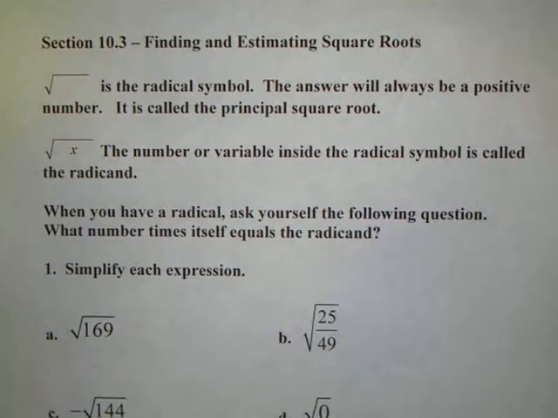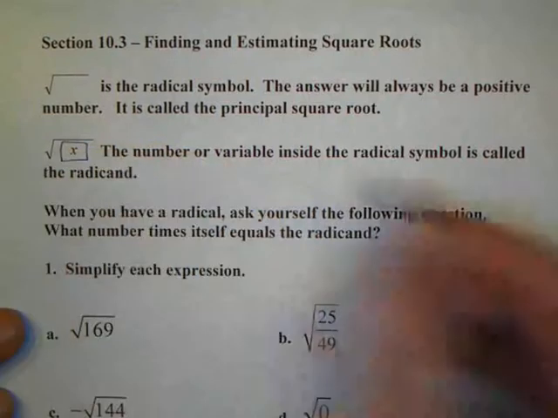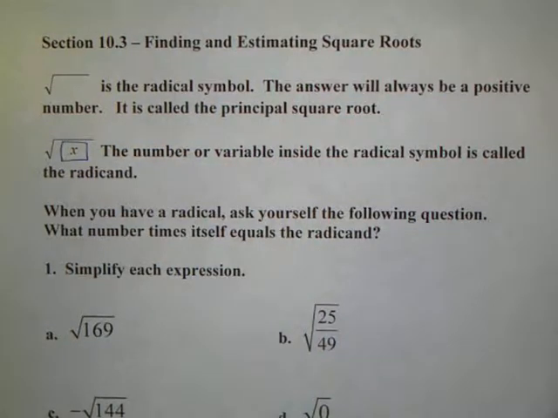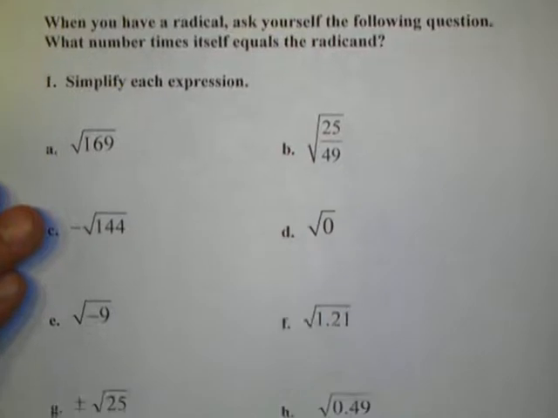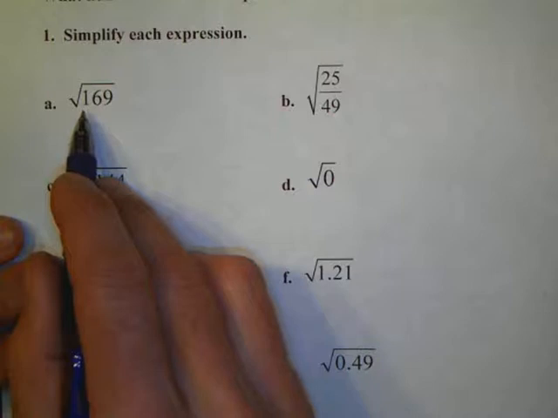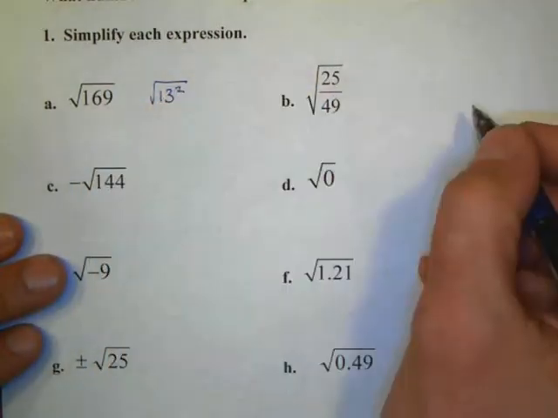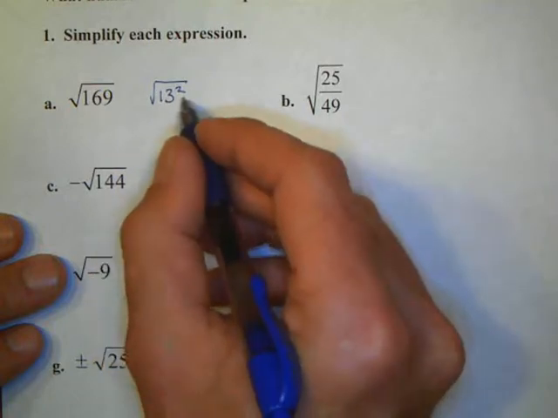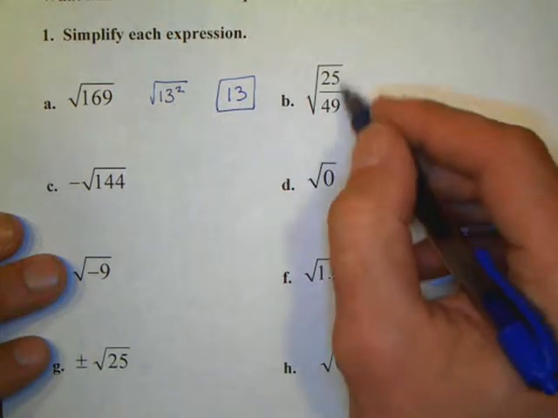Later we're going to do positives and negatives in other sections when we're solving equations, but right now our answer is always going to be a positive number. The number inside, or the variable inside, is called the radicand. And so we're asking ourselves, what number times itself equals that number inside the radicand? Let's look at these simple examples down here at the bottom. The first one, we say, what times itself equals 169? Well, 13 times itself equals 169, and so the square root of 13 squared is just 13.